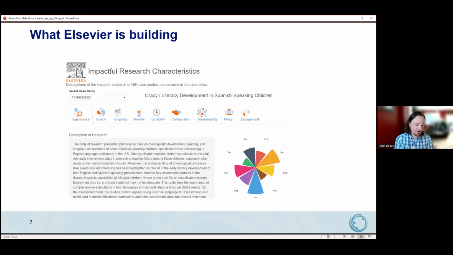They're also bringing in generative AI to summarize what these projects and publications look like in each one of these aspects. So essentially they're saying to the AI, summarize this project in terms of significance, summarize this project in terms of its durability or its collaboration, and so on.